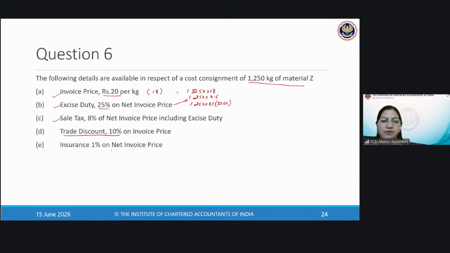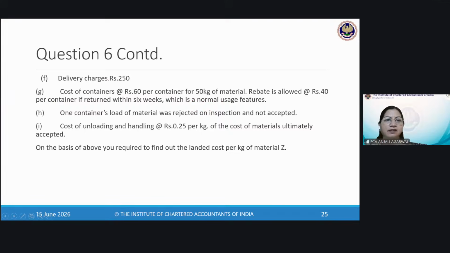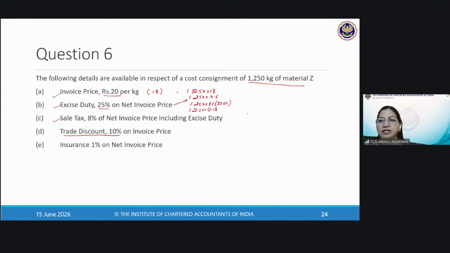Insurance is also there as 1% on net invoice price. So 1250 into 1% of 18, so it becomes 0.18. Insurance costs will also be added. Delivery charges are given absolute. So whatever this figure comes out, to this you will add plus 250 as delivery charges.